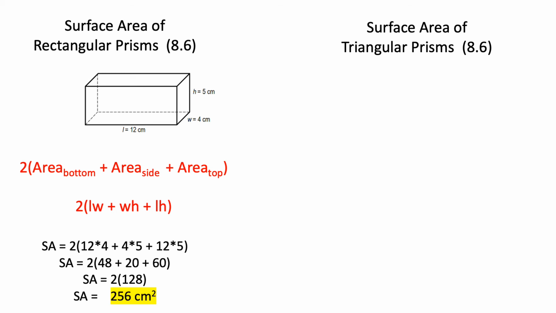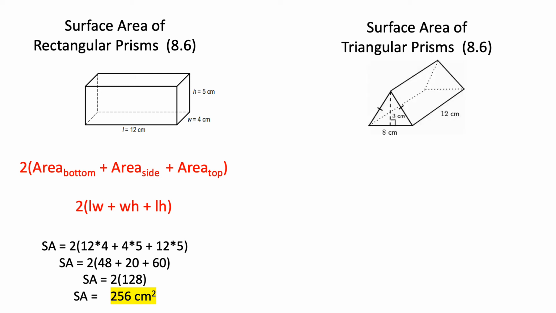When we substitute and solve the numbers, we always multiply first and then add the numbers in the parentheses. So multiply the numbers and then add in the parentheses, and then multiply that all by 2, and we have a final answer of 256.